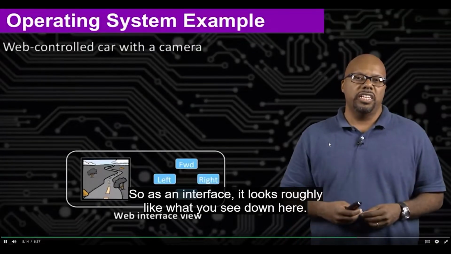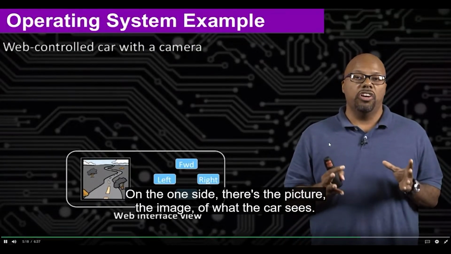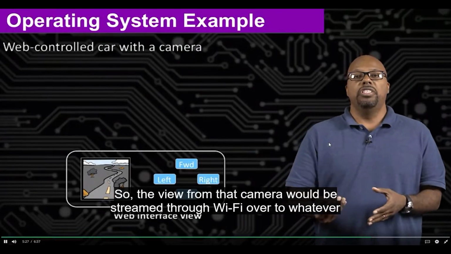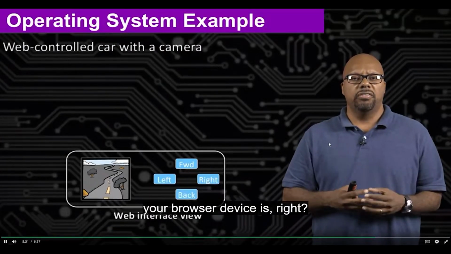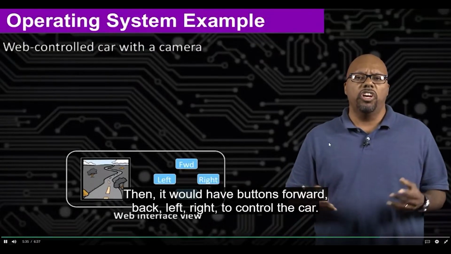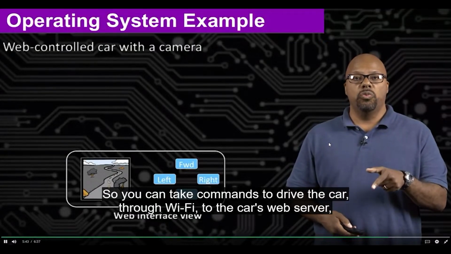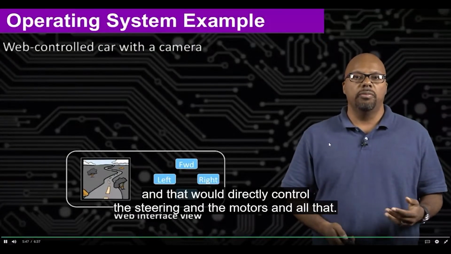So it has an interface that looks roughly like what you're seeing down here. On one side, there's the image of what the car sees. That's actually coming from the car's camera, connected to a web server, so the view from the camera would be streamed through Wi-Fi over to whatever your browser device is. Then it would have buttons forward, back, left, right to control the car. You click forward and the car moves forward, click back and it moves back, and so on. So you can send commands through Wi-Fi to the car's web server, and that would directly control the steering and the motors and all that.